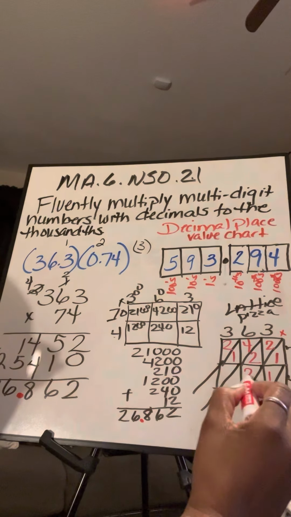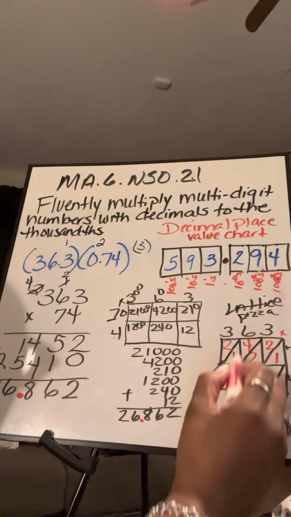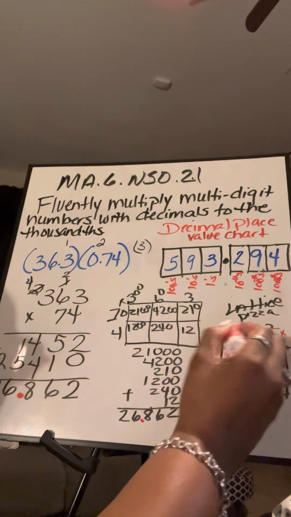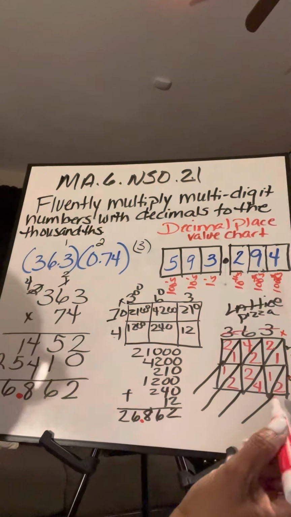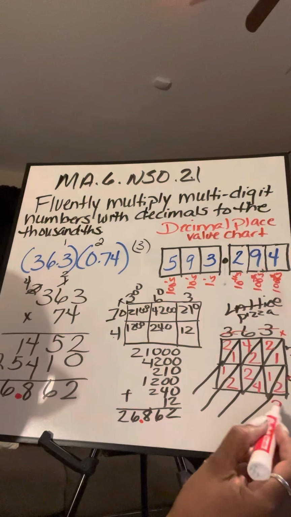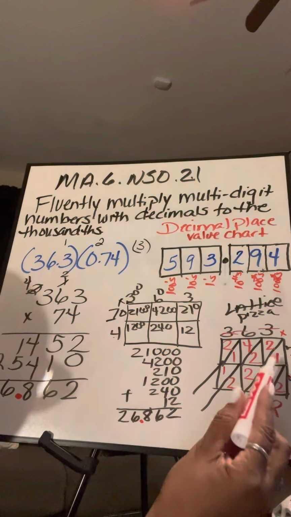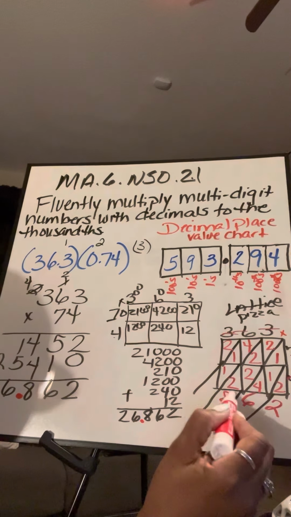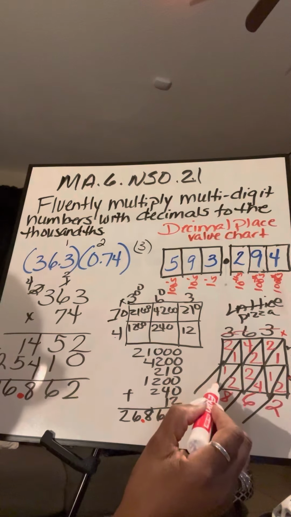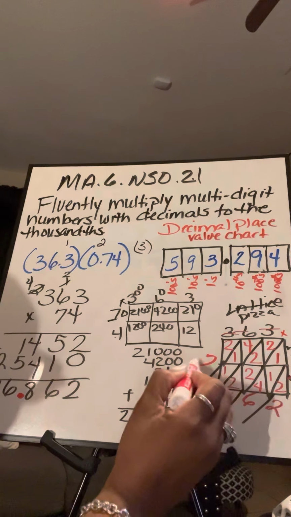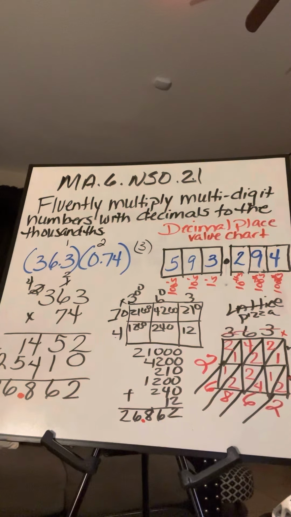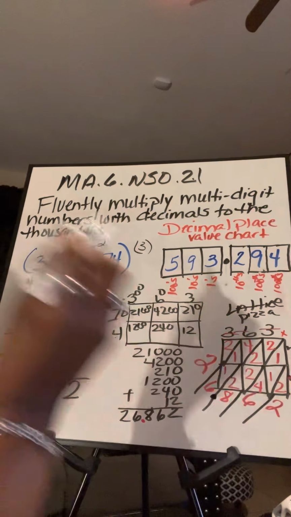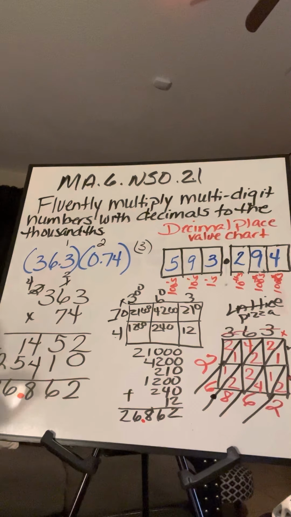4 times 6 is 24. I'm going to write that. 4 times 3 is 12. And now I'm going to cross all these out because I'm going to add diagonally. So 2 plus nothing is 2. 4 plus 1 is 6. 2, 4, 6, 8. 4, 5, 6. And then 2 plus nothing is 2. And then I also put my decimal in the correct place.